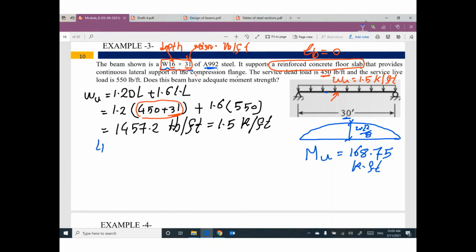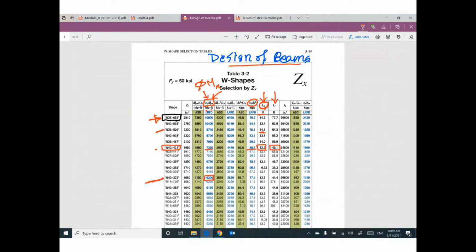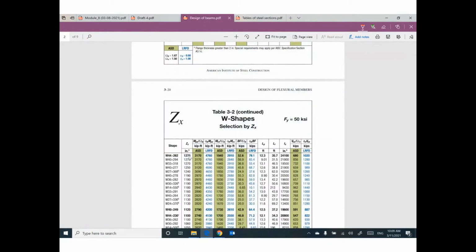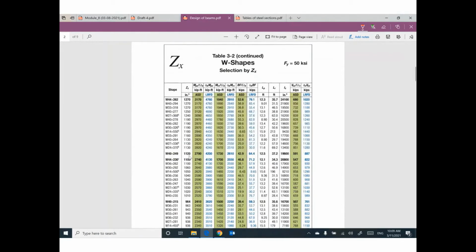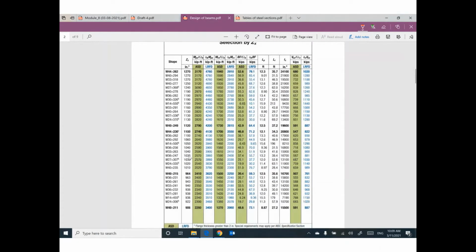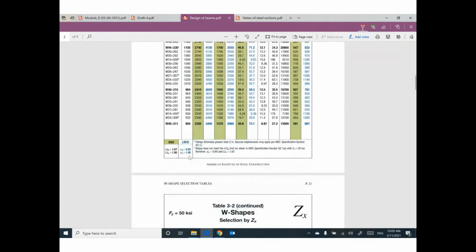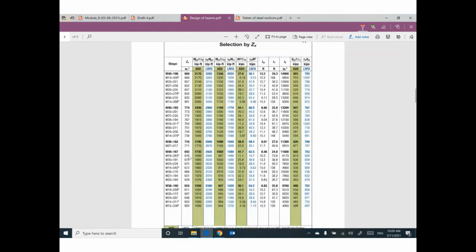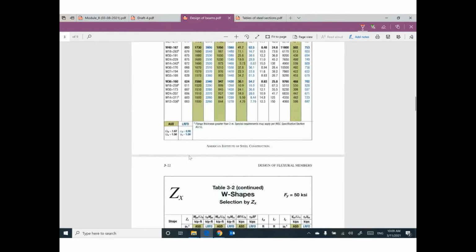LB equals 0. What is the value of LP? What is the value of LR? Okay, go ahead and open the table for W16 times 31. Did you see any 16s? I didn't see any 16s. Did you?